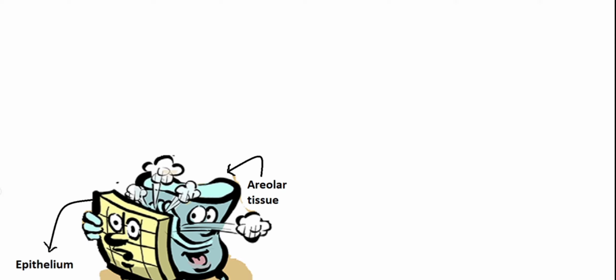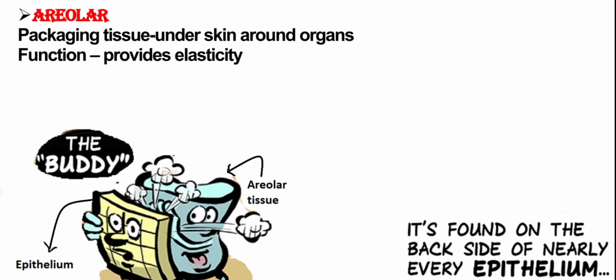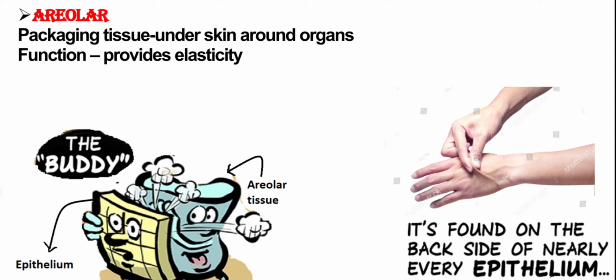Epithelium. We all have learned about epithelium. There is a tissue that lies just behind the epithelium. Yes, the friend of epithelium, the areolar tissue. Areolar tissue is found on the back side of nearly every epithelium in our body. Areolar tissue is the packaging tissue under the skin and around the organs, and the function of the areolar tissue is to provide elasticity.